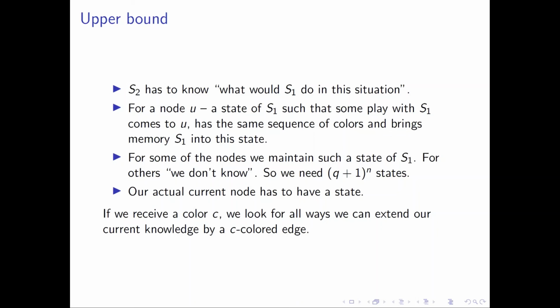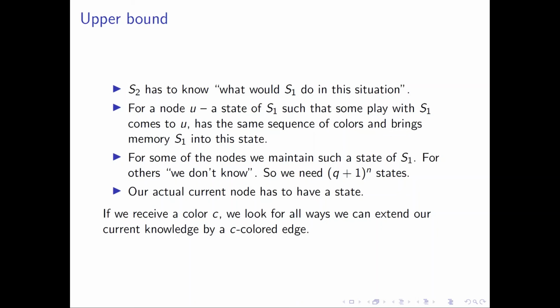And if we consider some node which is controlled by our adversary, and there are some C-colored edges that come out of this node, then the adversary can go by any of them. In principle, he can use any of these C-colored edges. Then we just look at what happens with the memory of S1 when any of the C-colored edges is played. For all the endpoints of these edges, we can assign some state of S1 in a way which is consistent with the new color.